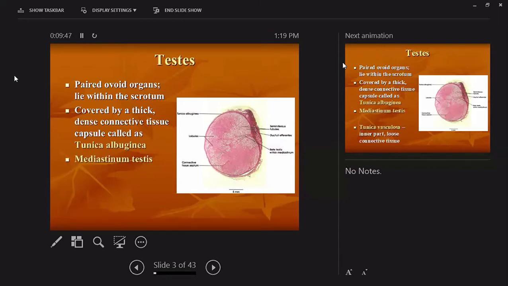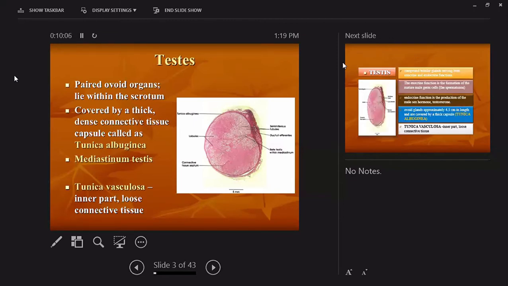And then you have what you call also the mediastinum testis. As you see, your rete testis is still within the mediastinum. And then you have your tunica vasculosa. It's the inner part. This is loose connective tissue. So albuginea is thicker, and then vasculosa is the inner part. It's a loose connective tissue. Tunica albuginea, dense connective tissue.